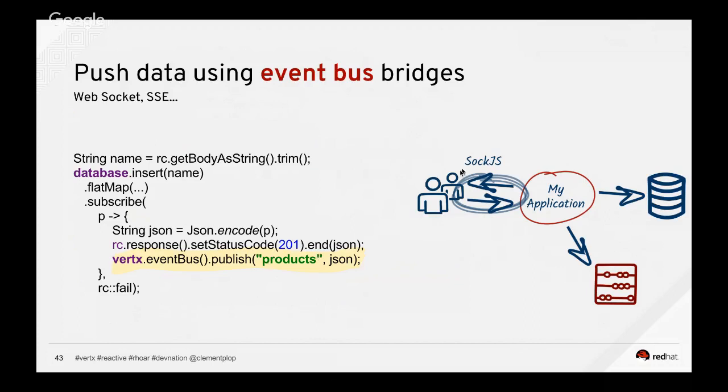And the browsers of all the users can also be part of the event bus using what we call event bus bridges, and so receive those messages, meaning that using a Sock.js channel they receive all the new products without having to reload. So how does it work? Sock.js is a JavaScript library that will negotiate the channel between your browser and the application using WebSockets and then degrade to SSE and long polling and so on, depending on the capability of your browser.